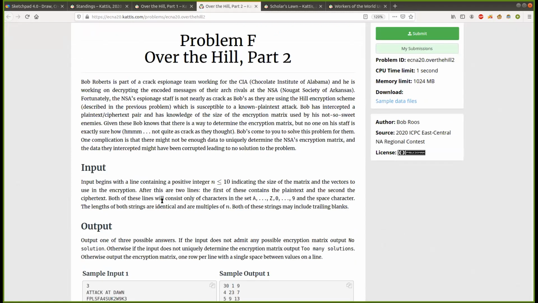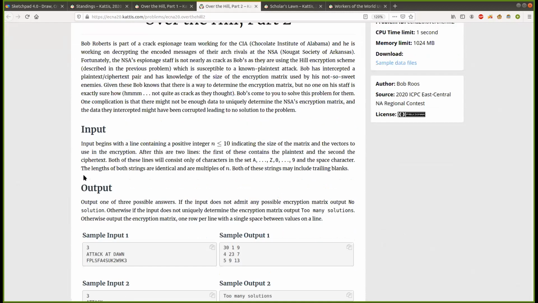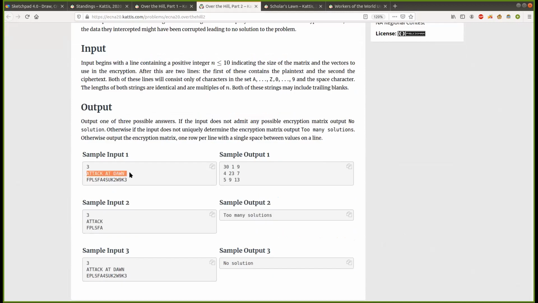So they ask you to do the exact opposite of problem E, where we know a string and we know what it encrypts to, and the question is, what's the encryption matrix that is consistent with this? And these numbers have to be between 0 and 36. If there's a unique solution, we should find it. If there's more than one solution, we should say that. And if there's no solution, we should say that.